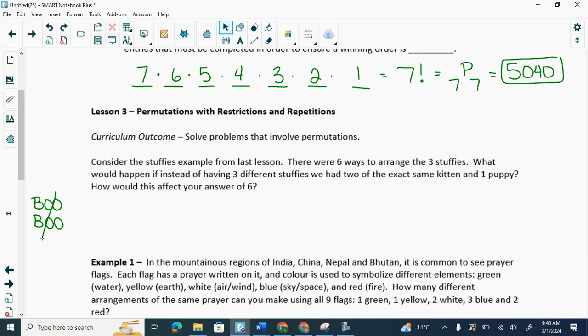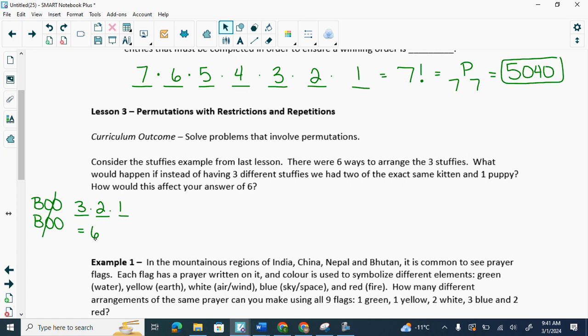So consider the stuffies example from last lesson. We had a kitten, a puppy, and a bunny, right? There's 6 ways to arrange those 3 stuffies. We had 3 for this one, then 2, then 1, and we got 6. We agree? We had 3 different stuffies.